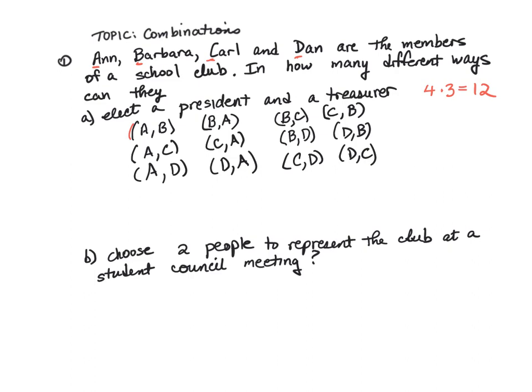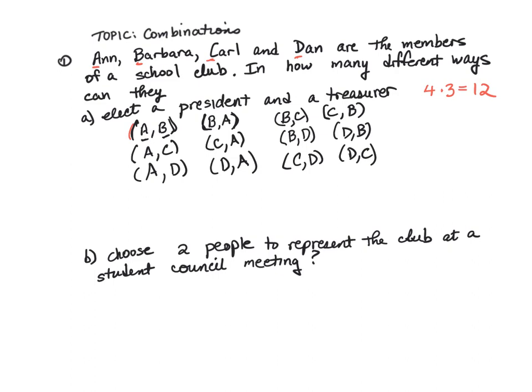Note that order matters here. The first position is president and the second position is treasurer. So AB, the ordered pair, and notice that we put them in parentheses when order counts. That's what we do in mathematics. AB is different from BA. AB represents that Anne is president and Barbara is treasurer, whereas BA represents Barbara is president and Anne is treasurer. And we have all these possibilities here. So that is a permutation.